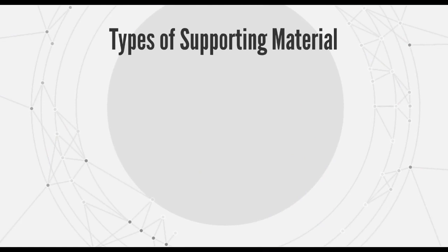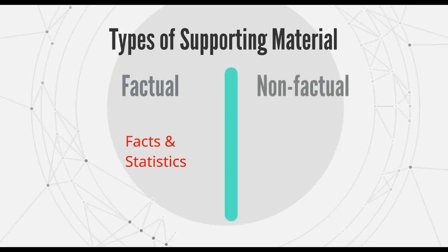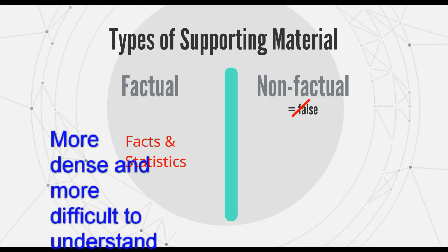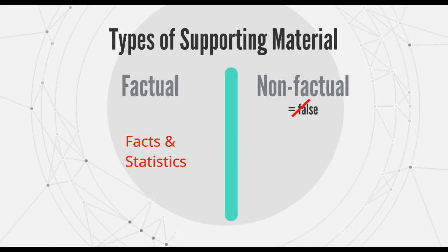When you're using types of source material, it basically breaks down to two things, right? You have your factual sources, so facts, statistics, things that you get from Google Scholar, books, the database, all those sorts of things. And then you have your non-factual sources. These are not things that are false, right? I'm not calling them non-factual in that way. They just contrast factual material. Factual material is typically more dense, more difficult to understand. Non-factual material is engaging and easier to understand.